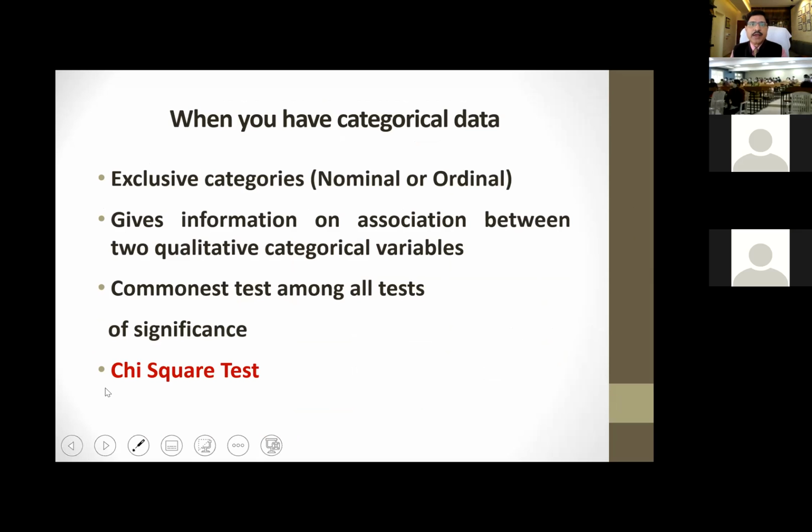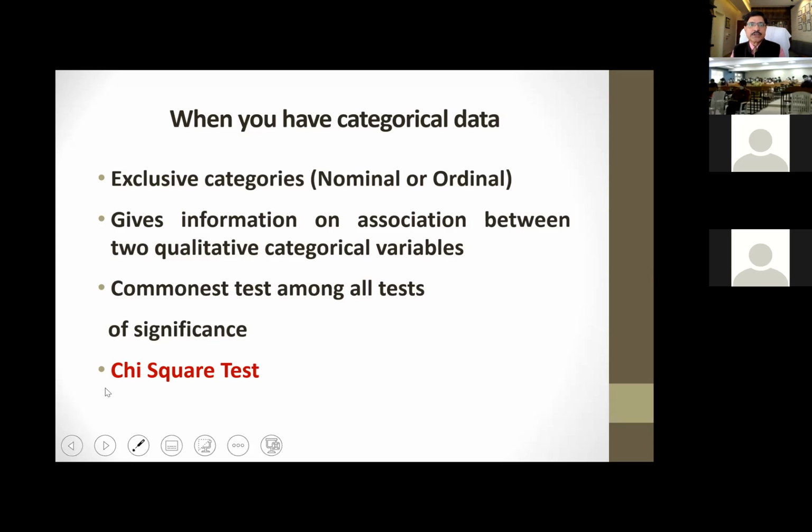Now, when you have categorical data, that is, categories, nominal or ordinal, but here there are more than two groups. The information on the association, we always say not correlation. Don't say categorical data, correlation. It is a blunder to say correlation for categorical data. This is not a science. So in science, when you say association, in categorical data, only association. In numerical data or discrete variables or quantitative data, we can say correlation.